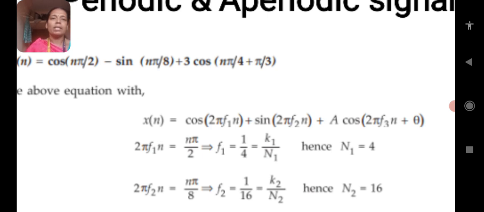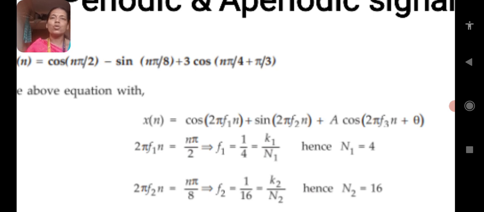So 2 pi f1n is equal to n pi by 2. From that we can obtain f1 is equal to 1 by 4. Since this is a fraction, we can determine the k value and n value here, where n is the fundamental time period. Therefore n1 is equal to 4. Since here we have 3 terms together, we have to name the fundamental time period as n1, n2 and n3. If there is only one term, no need to name it.